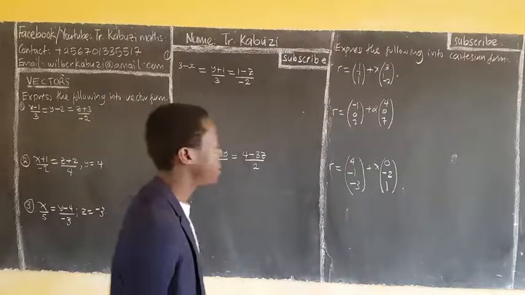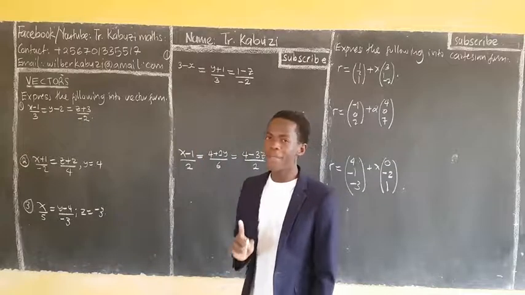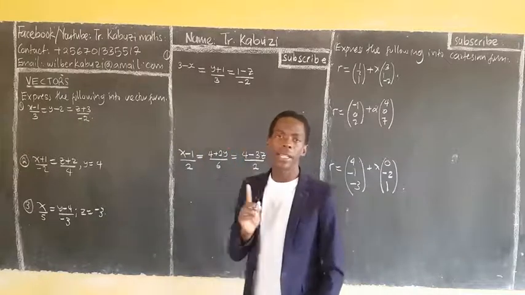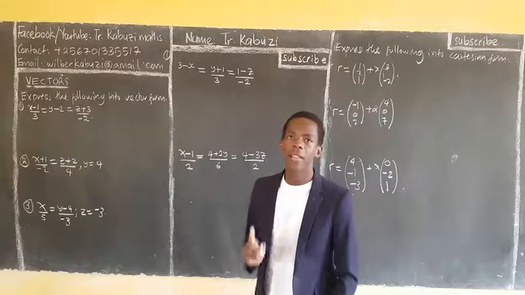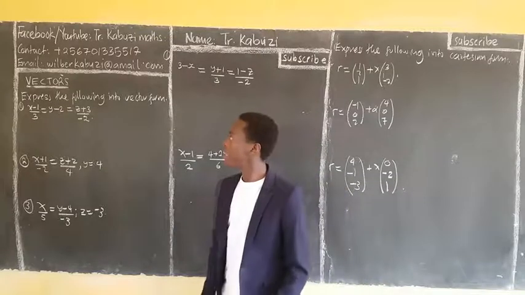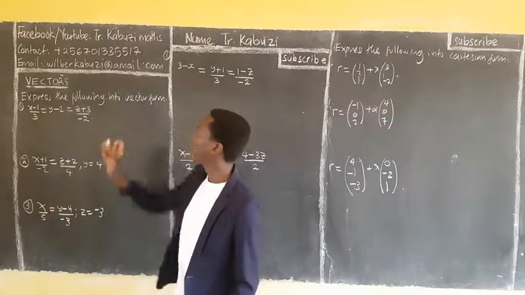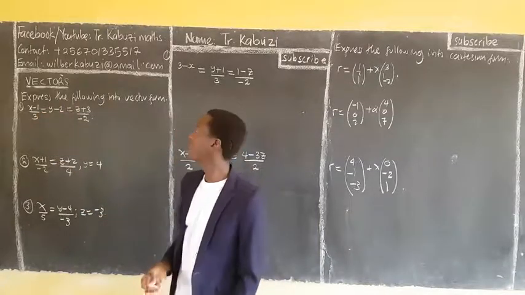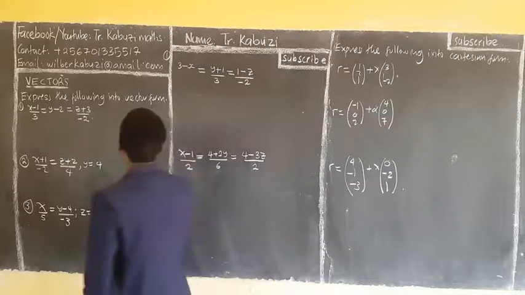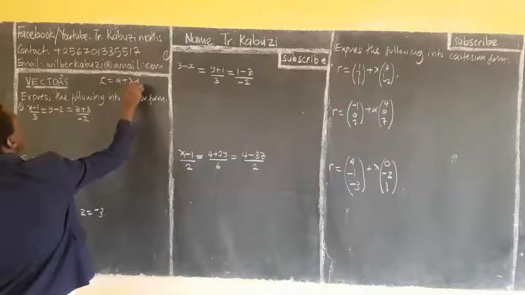Okay, so members, welcome. Today we are going to see some exceptional cases which we need to treat with a lot of care when it comes to these lines. Now, the examples we have: express the following into vector form. You know that the vector form is given in the form of r equal to a plus lambda u.